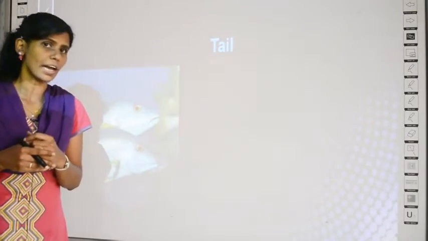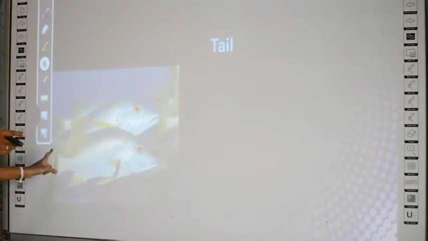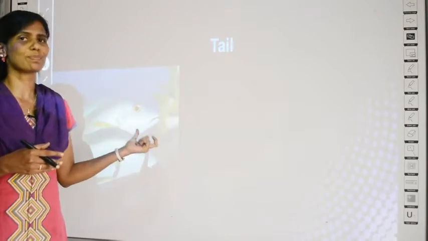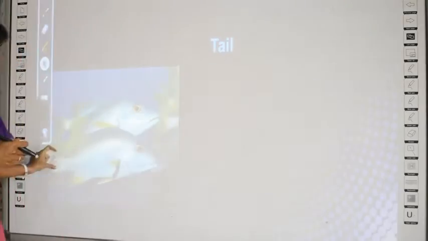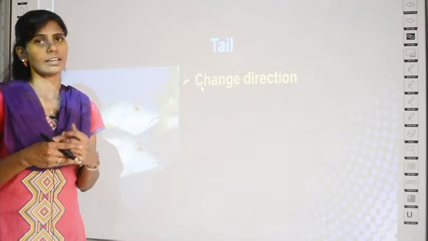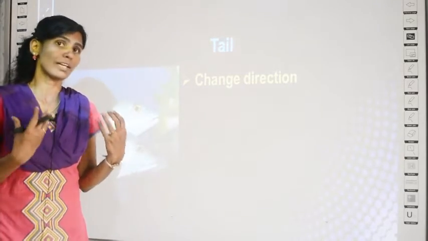And there is one more adaptation, the tail. The tail you can see only in a few aquatic animals. Fishes have a special adaptation called the tail. This is the tail region, right? So how does the tail protect the fish, or how does it help it to live in water?